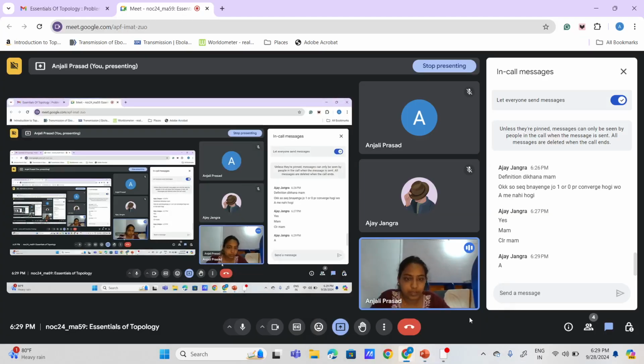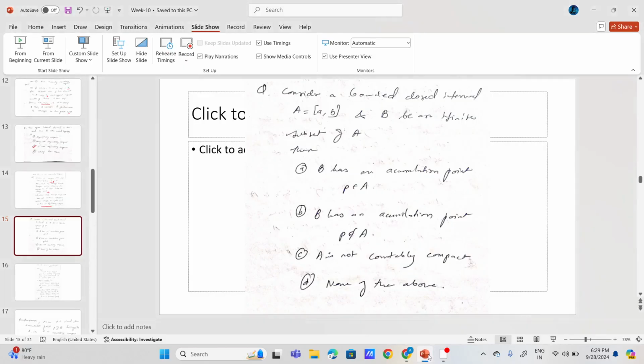Okay, so you are saying that the correct answer will be A, that says B has an accumulation point P belonging to A. So what about the other options? How will we discard them, and why is option A correct? Can you use supporting statements for this?